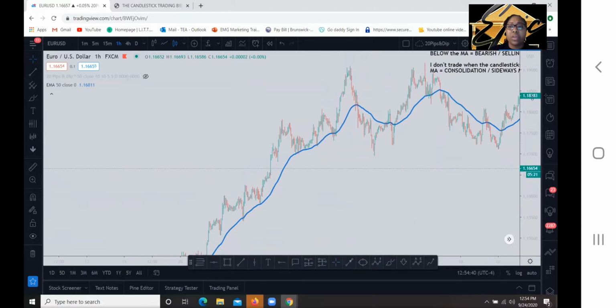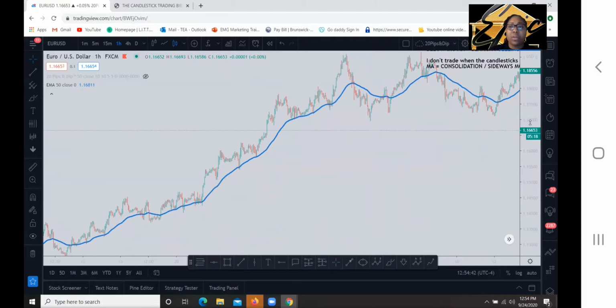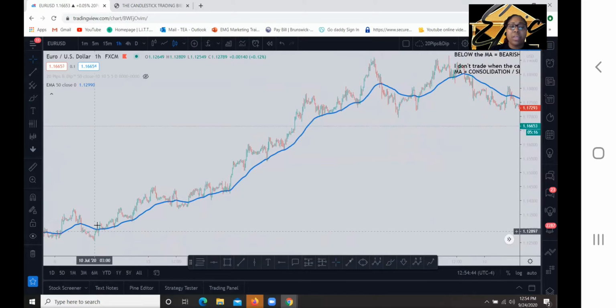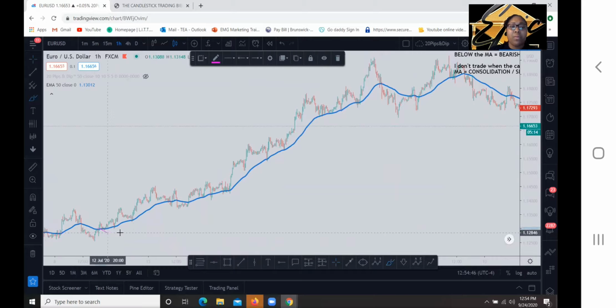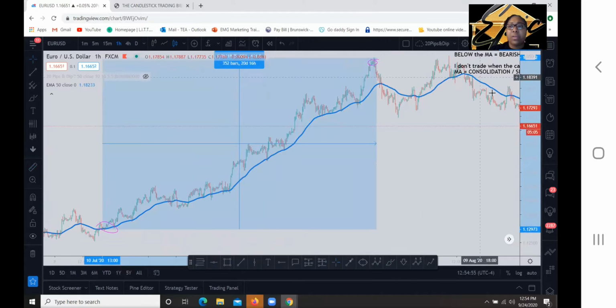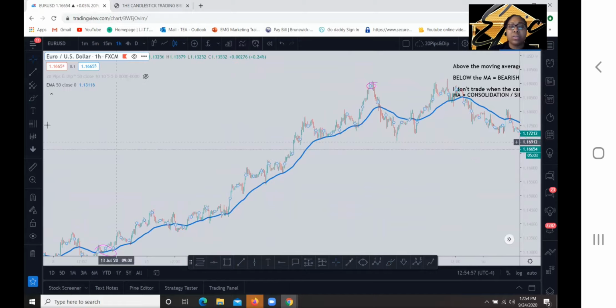Look at this right here, guys. I have to zoom out. Wow, look at this. So from here to here, there was no reason for you to get out of this trade. This is now showing you how long did this take? Hold on, guys.